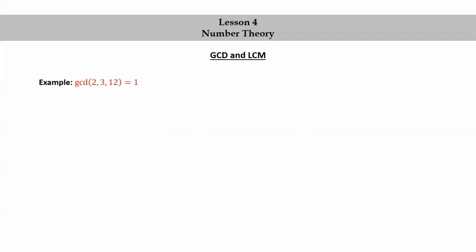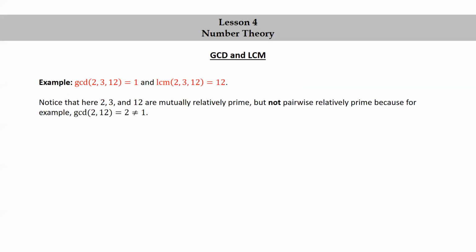Another example, GCD of 2, 3, and 12 is equal to 1. And LCM of 2, 3, and 12 is equal to 12. Notice that here, 2, 3, and 12 are mutually relatively prime, but not pairwise relatively prime, because, for example, the GCD of 2 and 12 is equal to 2, which is not equal to 1.